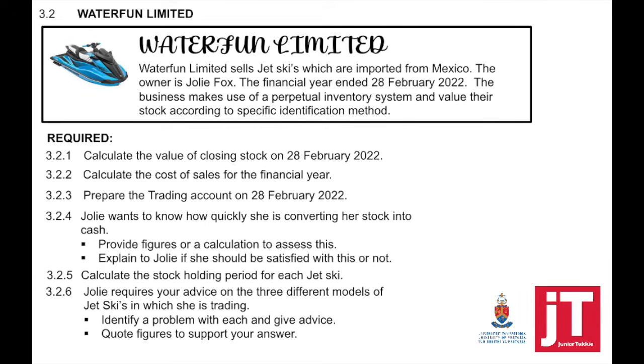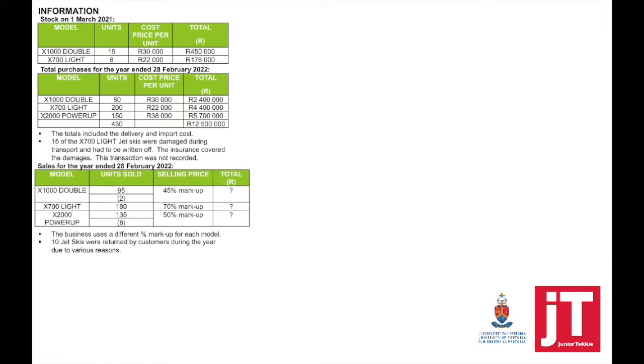So if we look now at question 3.2, Water Fund Limited. Water Fund Limited sells jet skis which are imported from Mexico. The owner is Jolly Fox. The financial year ended 28 February 2022. The business makes use of the perpetual inventory system and values their stock according to the specific identification method. We're going to approach this activity the same way as we've done the previous 2 activities.